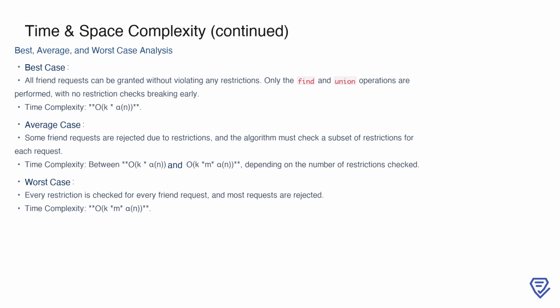In the best case, all friend requests can be granted without any conflicts, meaning the algorithm only performs the find and union operations without extensive restriction checks. Here, the time complexity is O(k * alpha(n)).